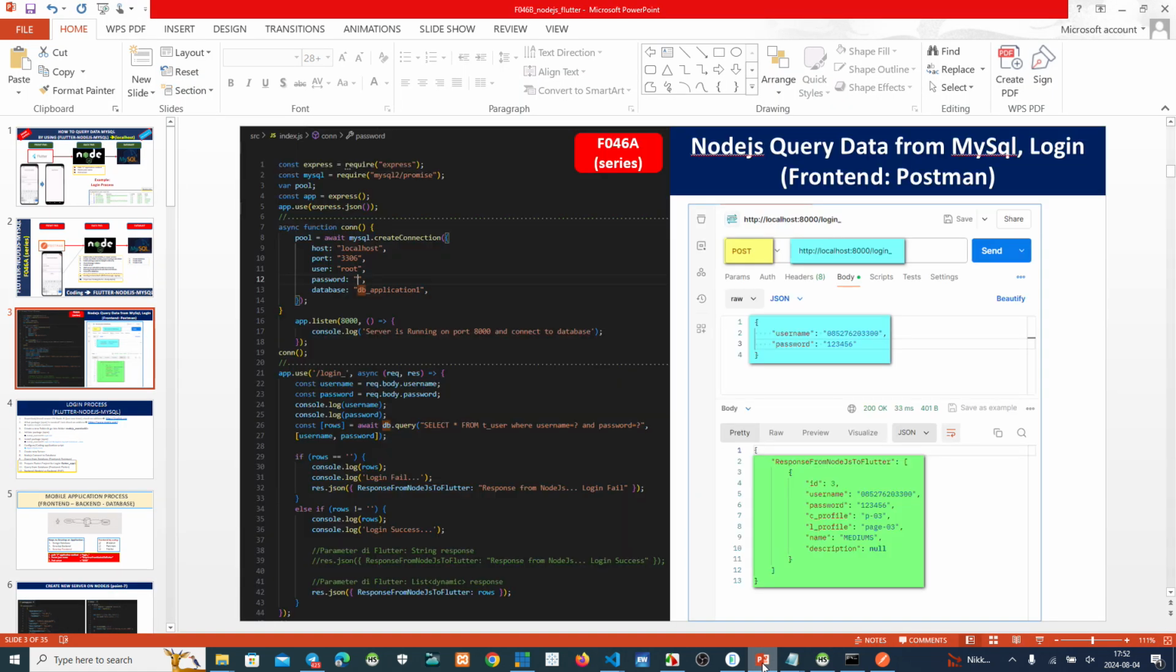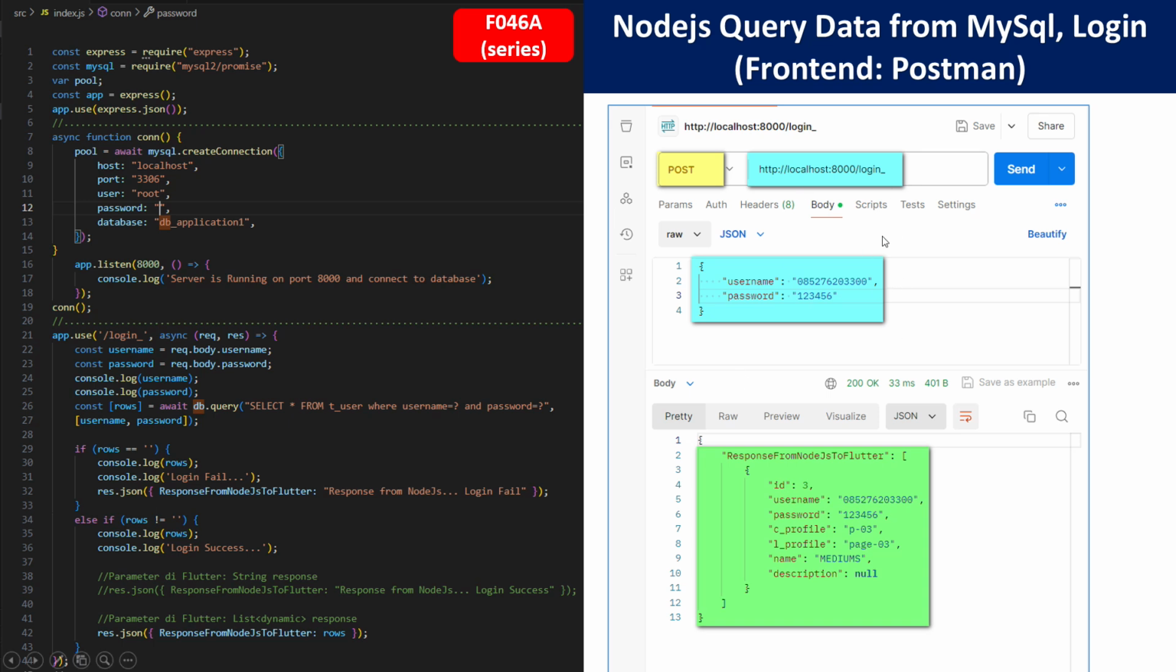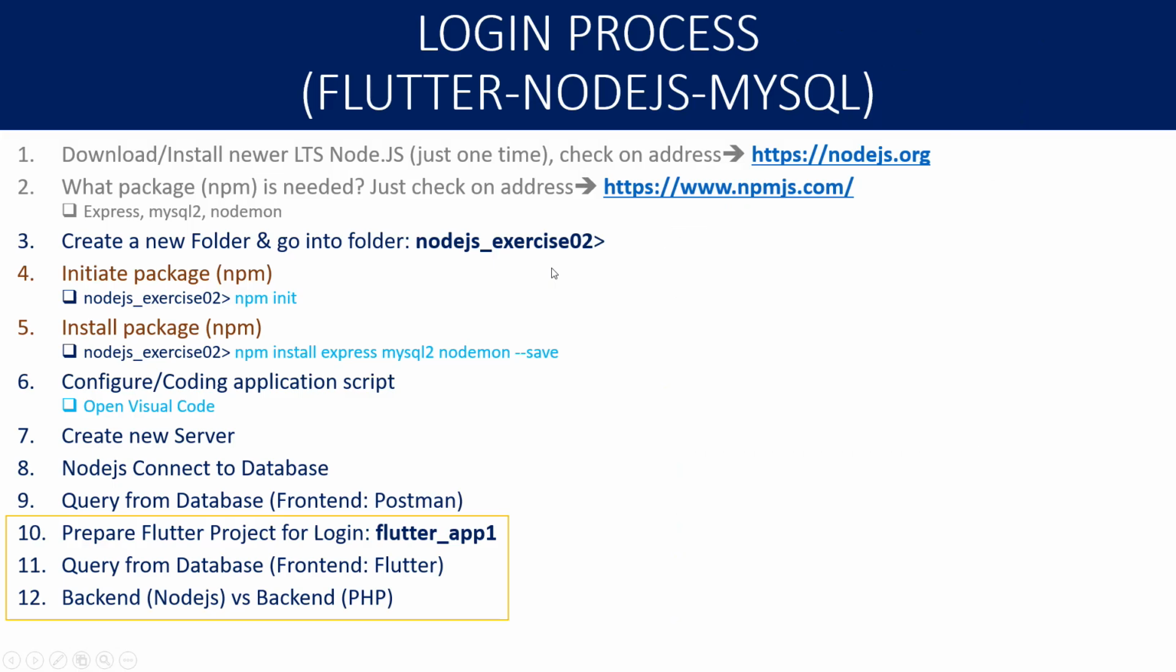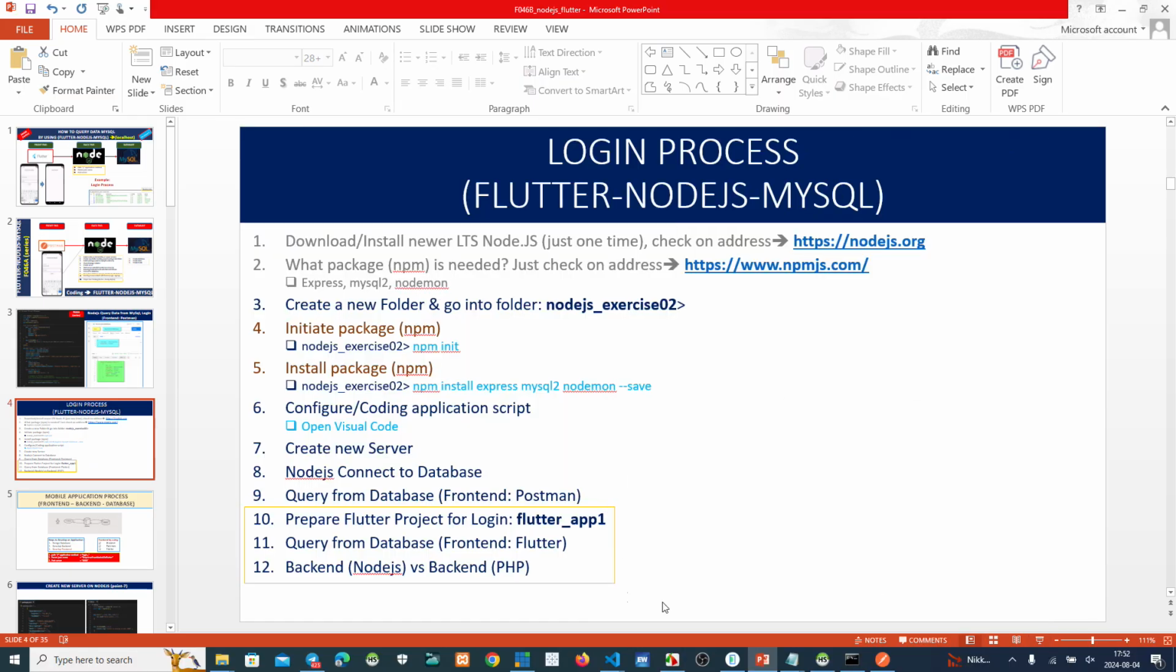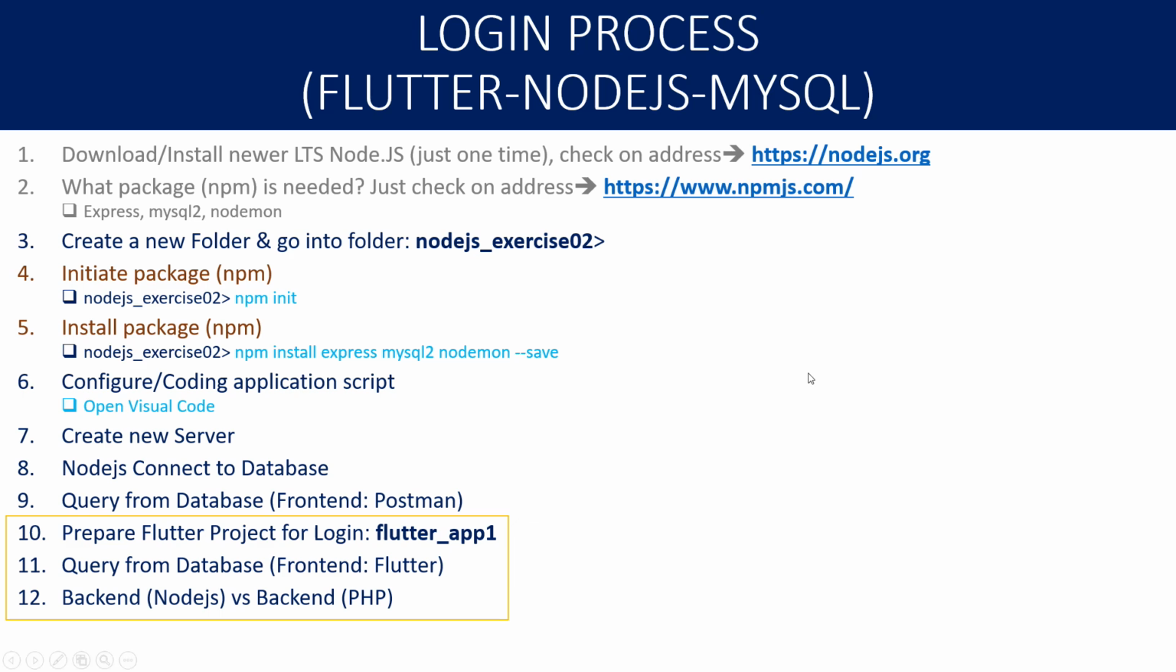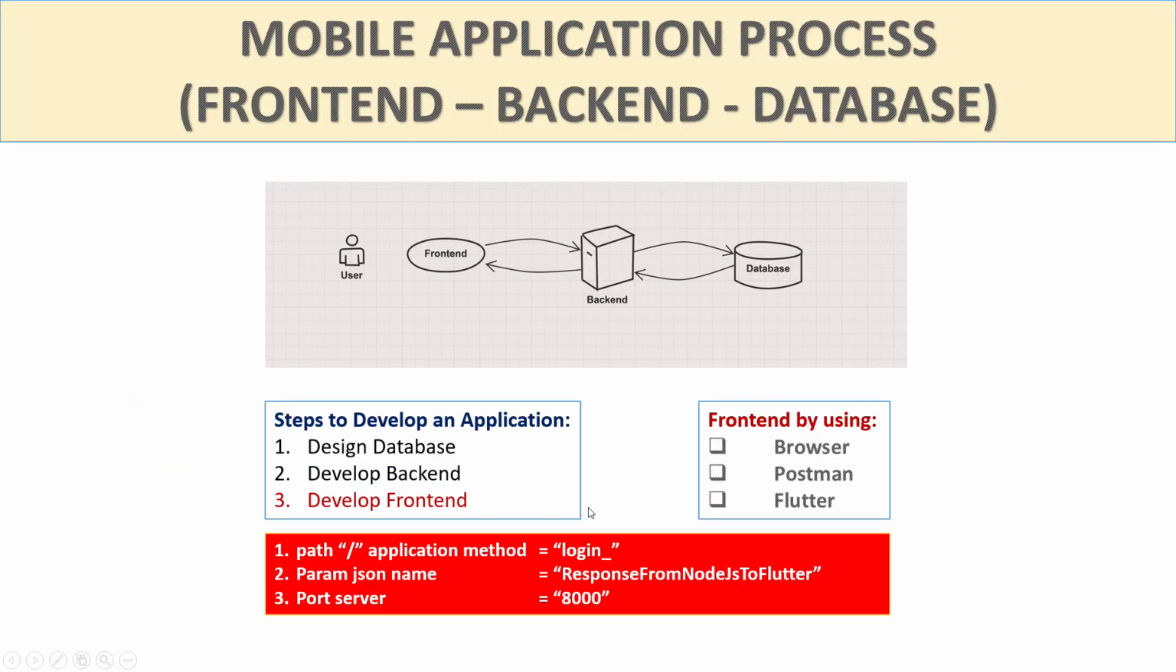Now we have demonstrated how to use this JSON, Postman to query data from database. But now we want to prepare Flutter project, query database, and the backend we use the Node.js. Okay, guys. Next, we can see my presentation before we continue the coding.